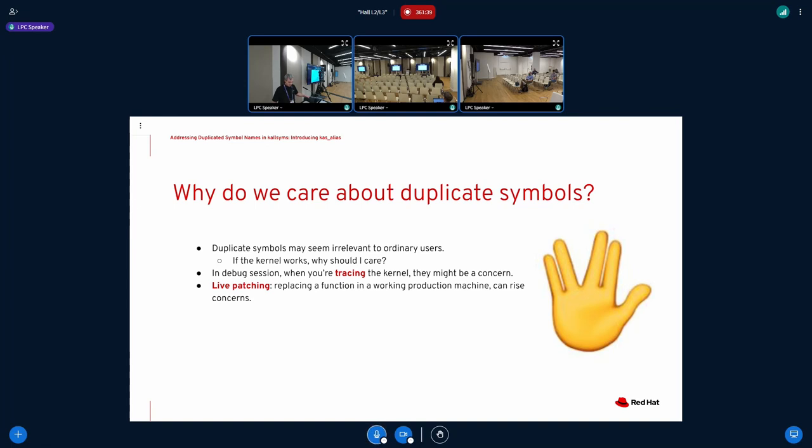So while most users can ignore this problem, if you are dealing with bug tracing or live patching, this duplicate symbol can spice up your life. Back to the question I threw at the beginning of the slide: because they cause trouble, if not me, someone should definitely care about this problem.